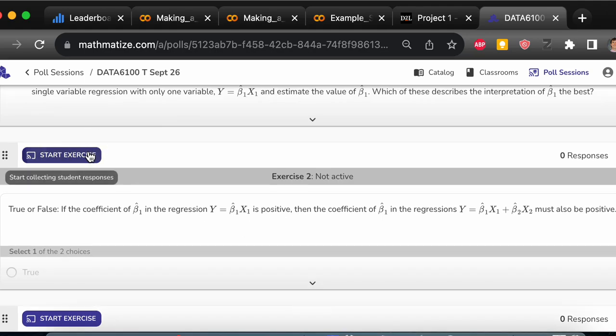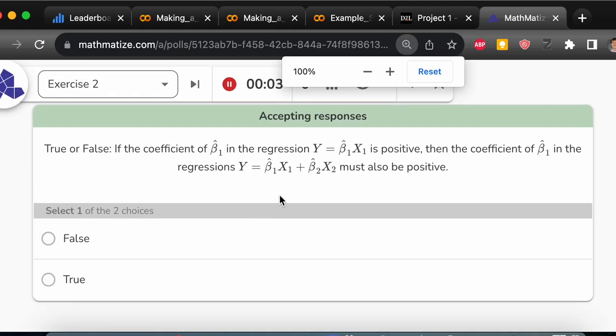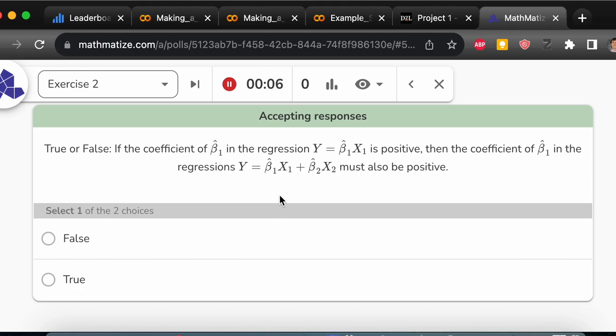Here is a true or false on the same concept. The coefficients can change, but can they change from positive to negative? True or false: if the coefficient beta hat 1 in the regression y equals beta hat 1 x is positive, then the coefficient beta hat 1 in the regression y equals beta hat 1 x1 plus beta hat 2 x2 must also be positive. We saw that it changed from 6 to 3 before. But can it change so much that it goes from positive 6 to a negative number? Is that possible or not? If you think it's always positive, both true. If you think it could switch to negative, pick false.